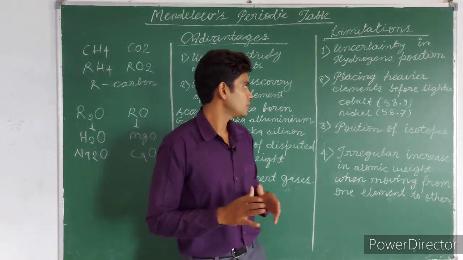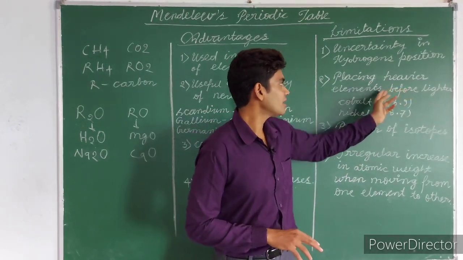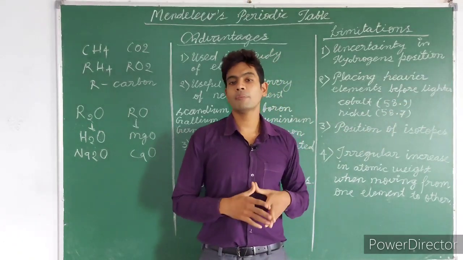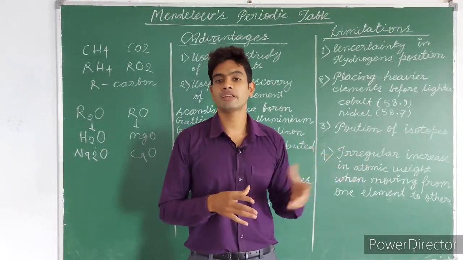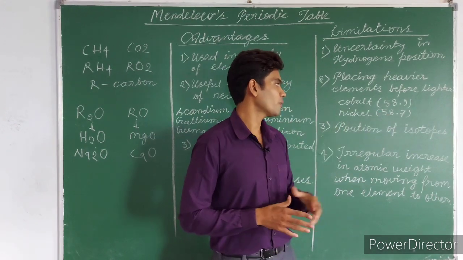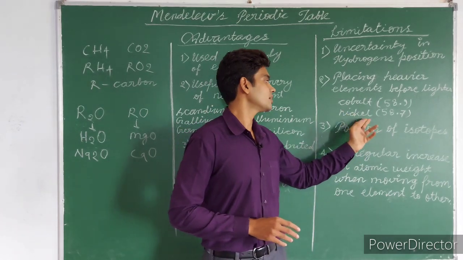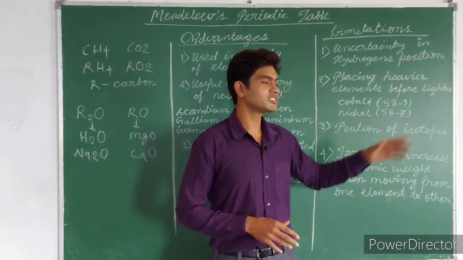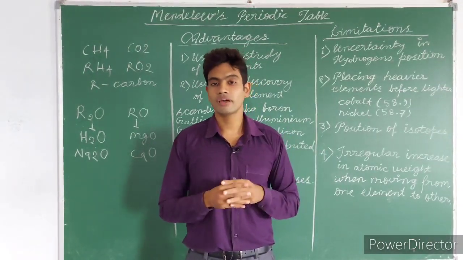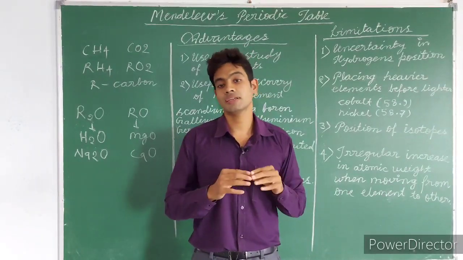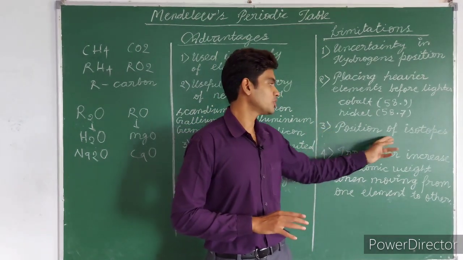The second limitation with which Mendeleev's periodic table suffered was placing heavier elements before the lighter elements. So what happened? While arranging the elements according to their valency, it happened that some of the heavier elements like cobalt, whose atomic weight is 58.9, were placed before the elements which were lighter like nickel, whose atomic weight was 58.7. So this clearly violated Mendeleev's periodic law, where the elements were expected to be arranged in the increasing order of their atomic weight.